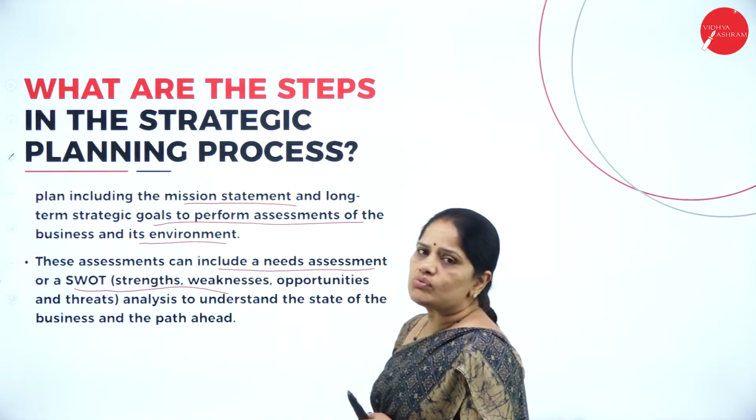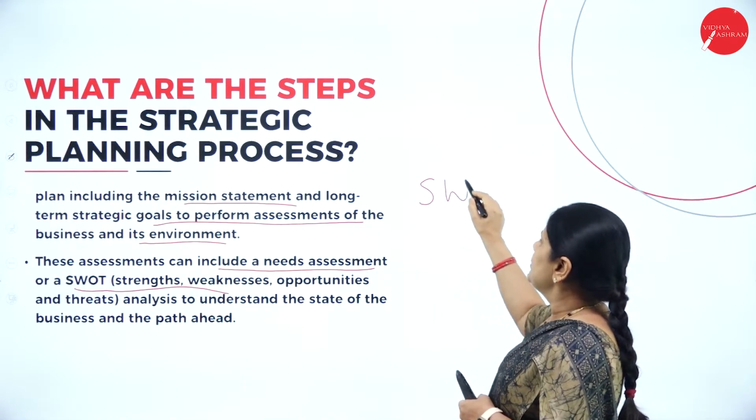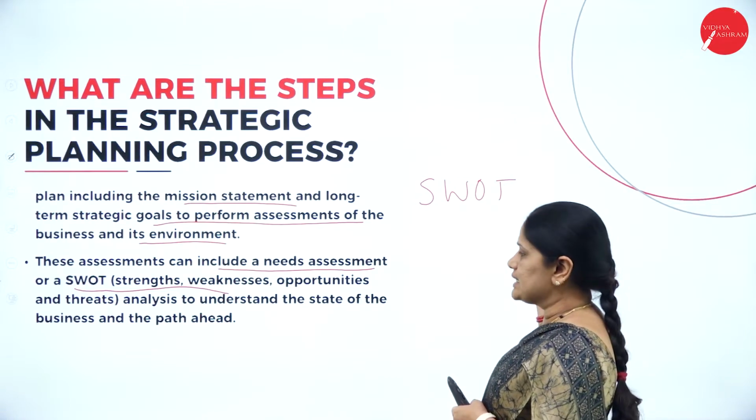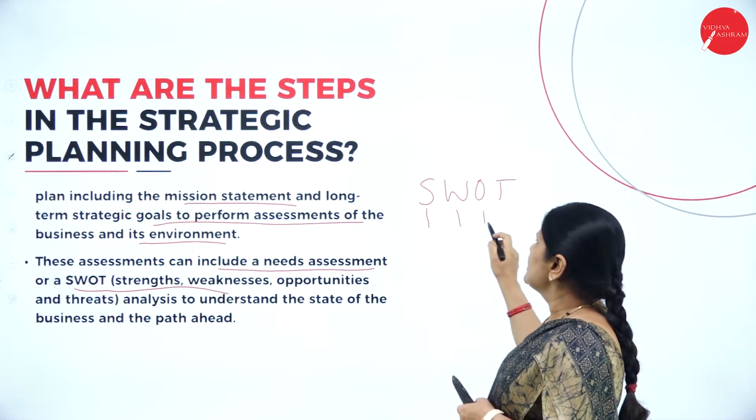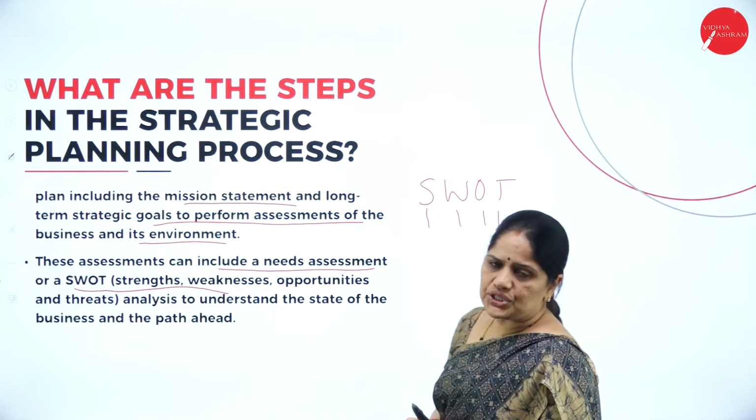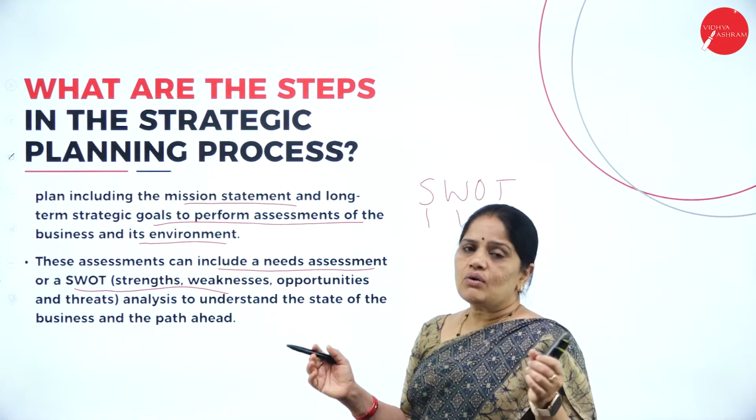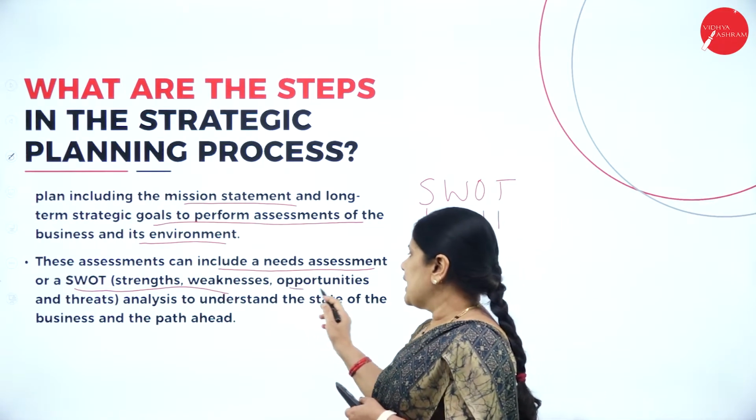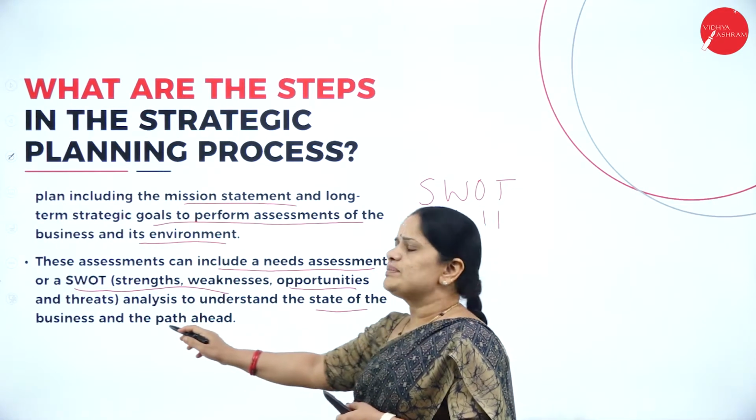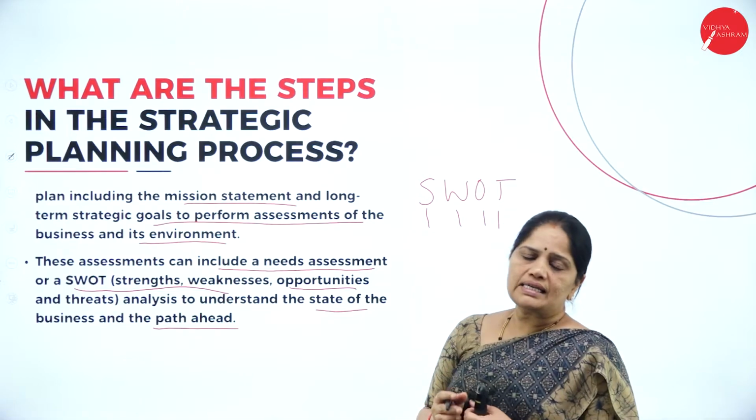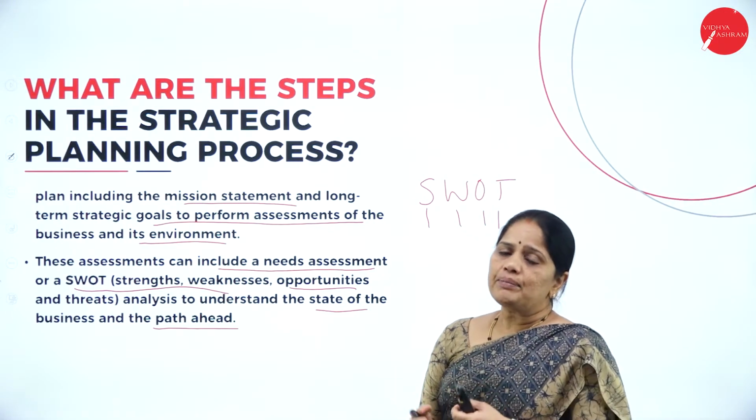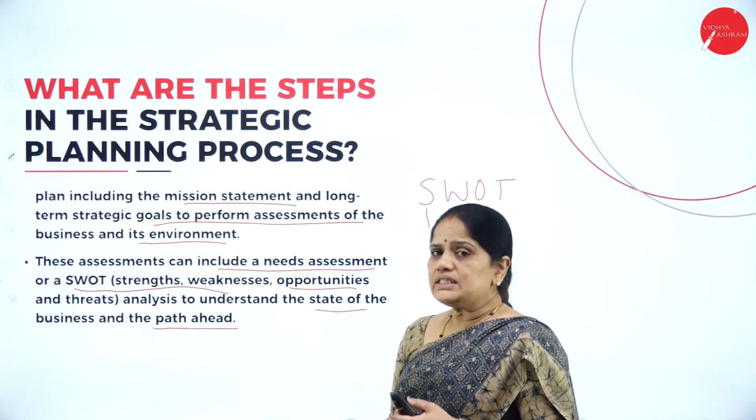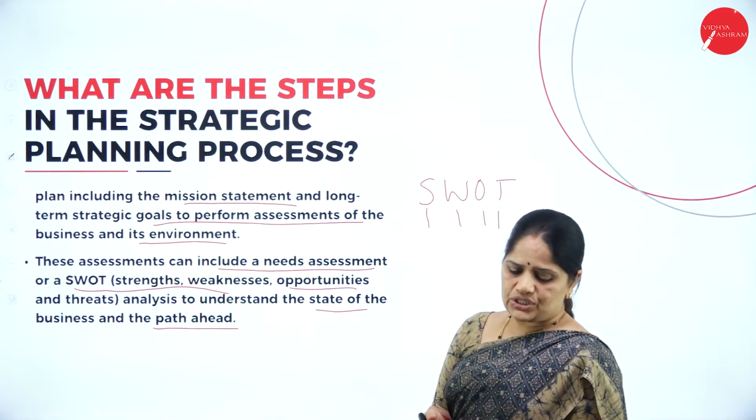So, we all know that SWOT means strengths, weaknesses, opportunities and threats. When we have an analysis of all these 4 things in the organization, we will be able to correctly judge what is the present organizational position. So, we have to have an analysis of SWOT to understand the state of the business and the path ahead. We analyze the mission statement of the organization, and based on the mission statement, we set the objectives for the organization, and then we just have to start off with the strategic planning.